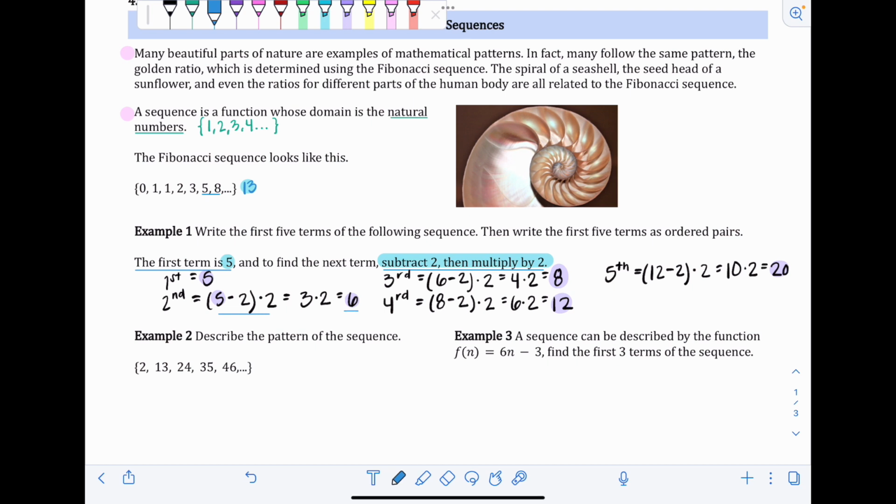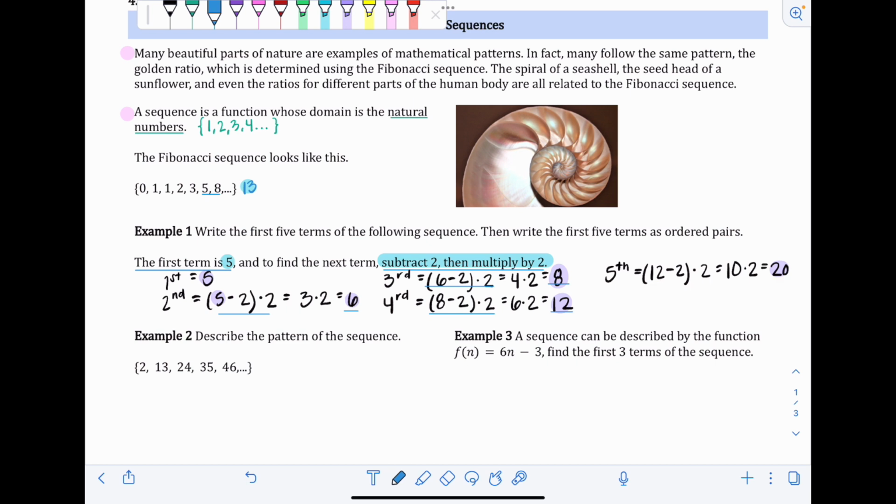So then to get the next term, I did 6 minus 2, and then multiplied by 2, and that all together equaled 8. And then to get the next term, I had to take 8 and subtract 2, and then multiply by 2, which gave me 12. And then to get the next term, I took 12 and subtract 2, and then multiplied by 2. And that gave me 20, which is my fifth term.